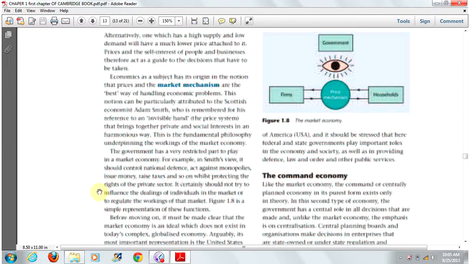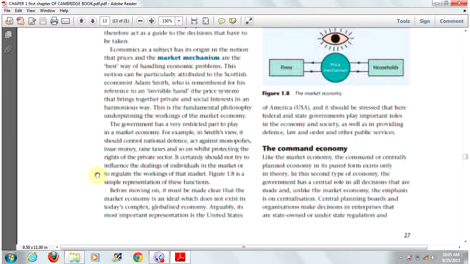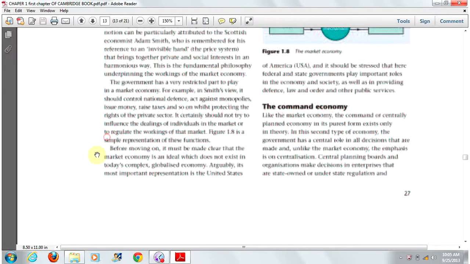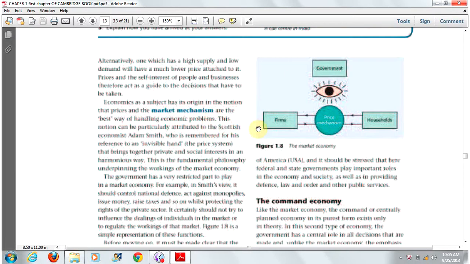Before moving on, it must be clear that the market economy is an ideal which does not exist in today's complex global economy. Arguably, its most important representation is the United States of America, and it should be stressed that the federal and state governments play important roles in the economy and society, as well as providing defense, law and order, and other public services.